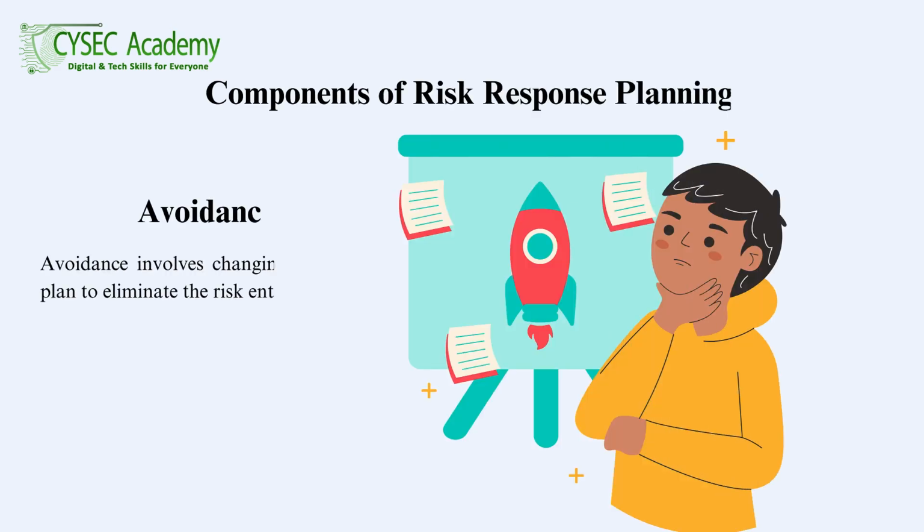4. Avoidance. Avoidance involves changing the project plan to eliminate the risk entirely. This strategy is used when a risk has a high probability and high impact, and the project can be adjusted to avoid it. For example, avoiding the risk of regulatory non-compliance by not entering a highly regulated market.